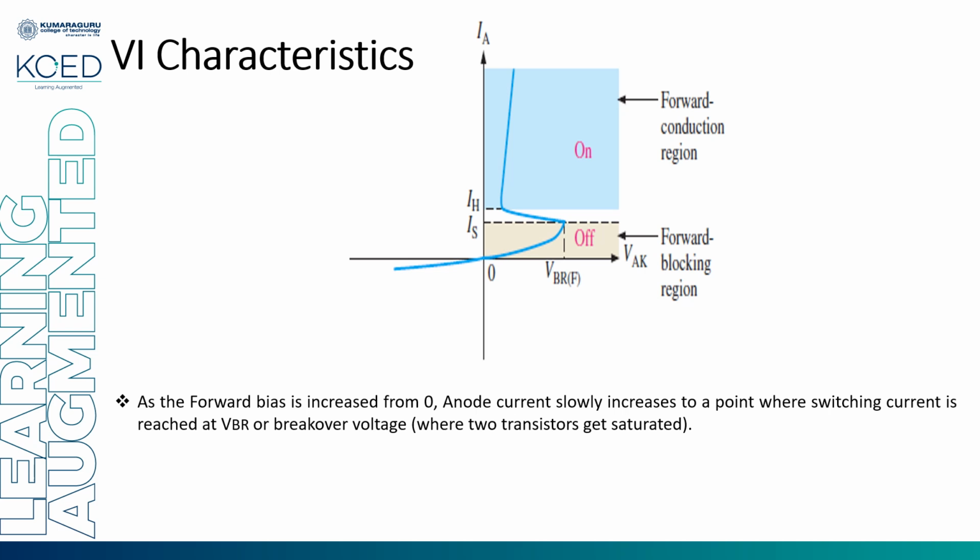Again, if I consider the forward bias, when it is increased from 0, the anode current will start to increase slightly until IS, which is again called the off state. Until IS, it is called the off state. The moment it goes into a transition from IS to IH, the switching occurs. So this is the cutoff region or forward blocking region. It covers the portion from 0 to VBR, where the maximum current is IS. This is called the forward blocking region or cutoff state.